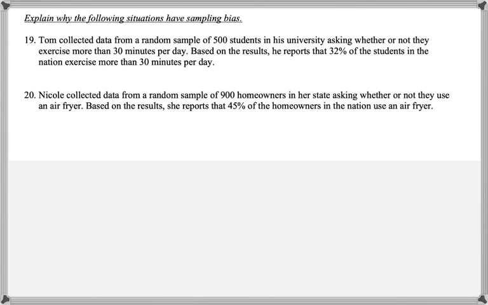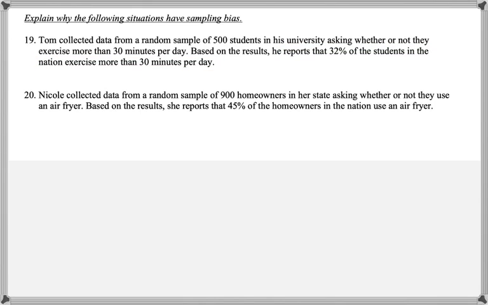So most of the study is actually fine. The question seems well worded, the sample is random. It's just in the conclusion that we really have a problem. So he reports that 32% of the students in the nation exercise more than 30 minutes per day. So that's really where the sampling bias comes into play.